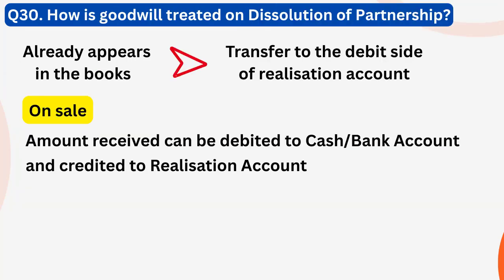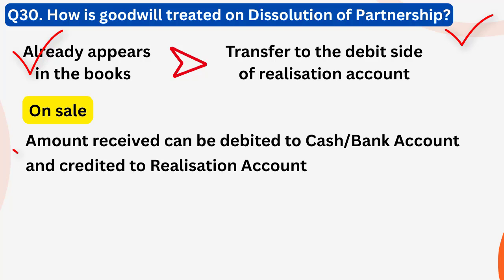And finally, let's move on to the last question for today's video. The question is, how is goodwill treated on dissolution of partnership? So see, goodwill can also be treated like any other asset in case of dissolution. If it already appears in the books, it should be transferred to the debit side of the realization account like all other assets. If it is not recorded, it's obvious that you can't transfer it now.